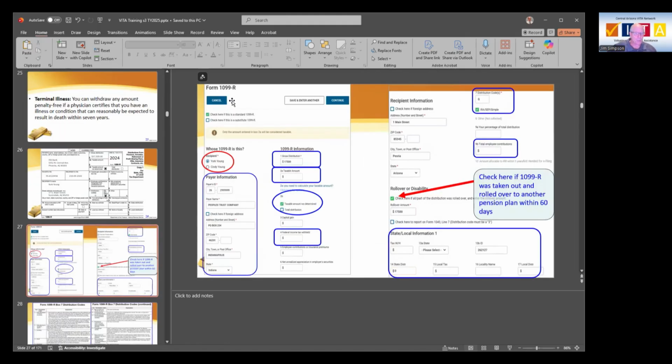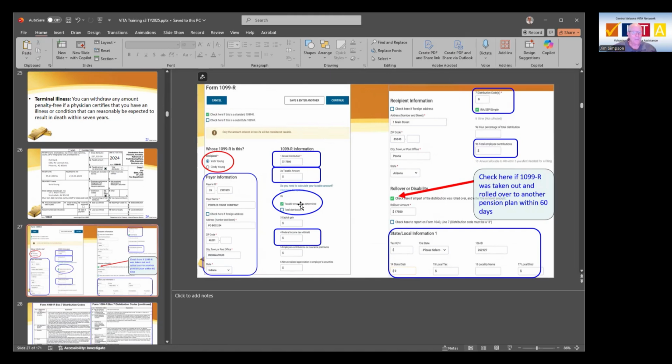So here's the screen in TaxSlayer. When you go in here, you can say here's the gross distribution, taxable amount. Check this box, says taxable amount to determine. Remember, if you see it, key it. We want to replicate that 1099-R exactly.